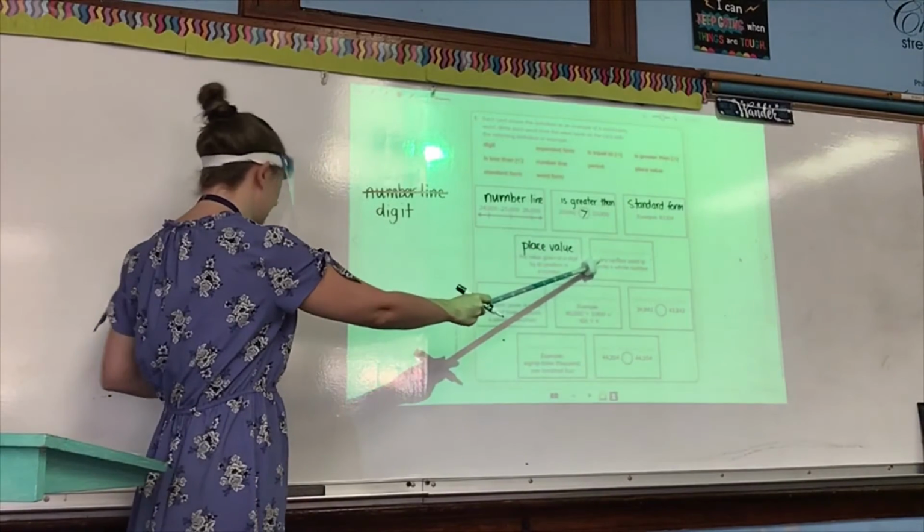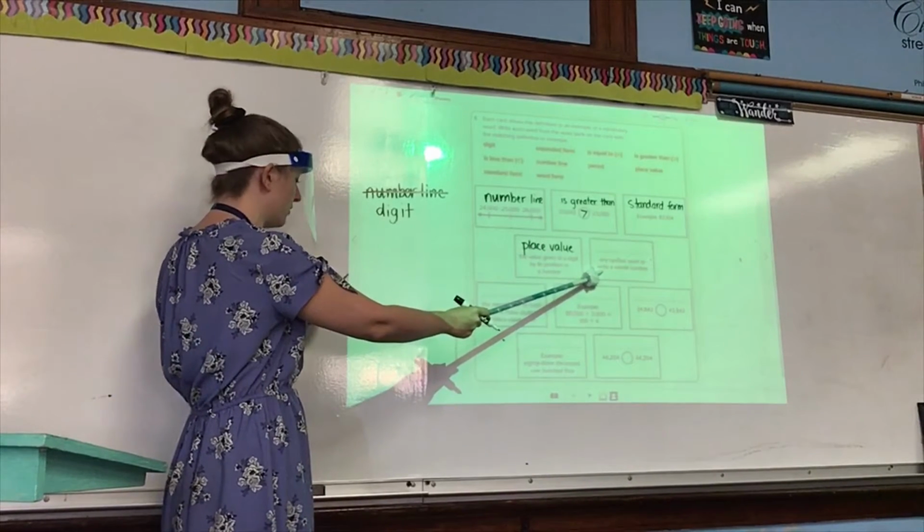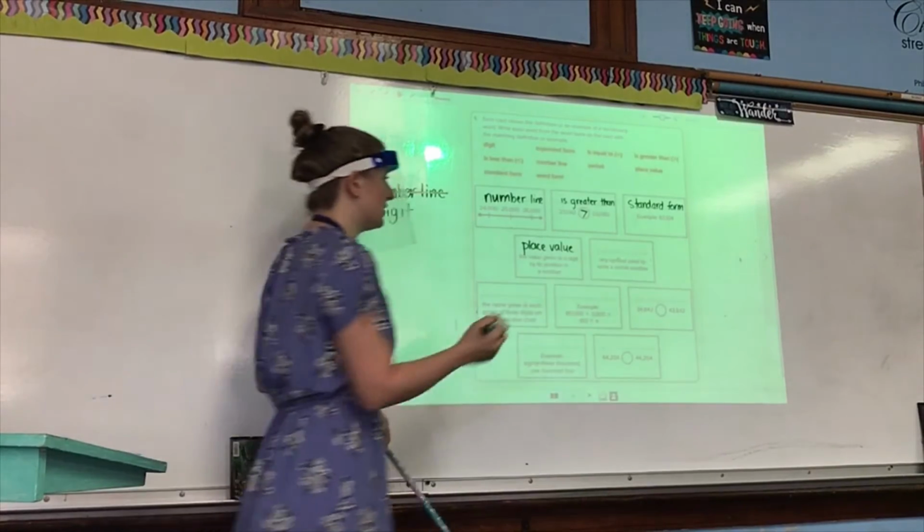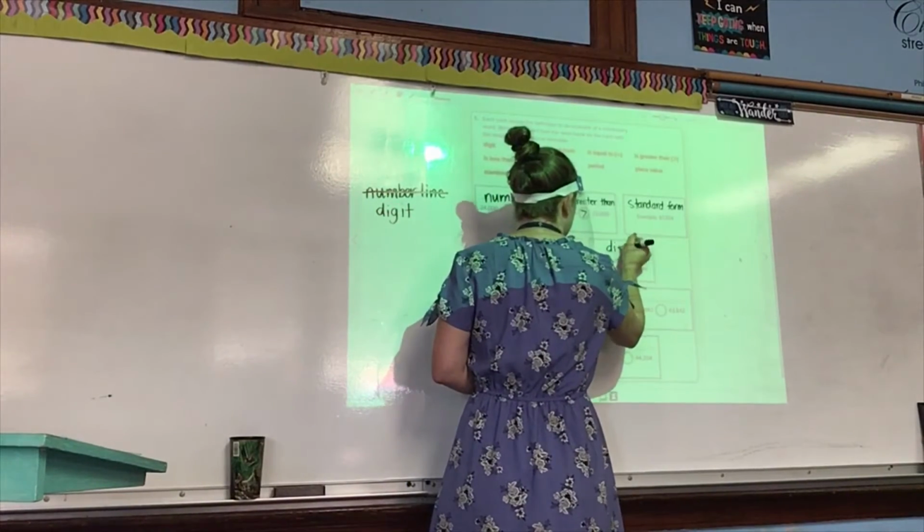Okay, the second card on the second row. Any symbol used to write a whole number. Michaela. Digit. Good.